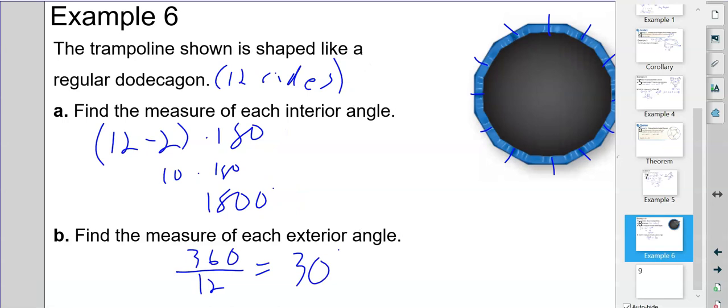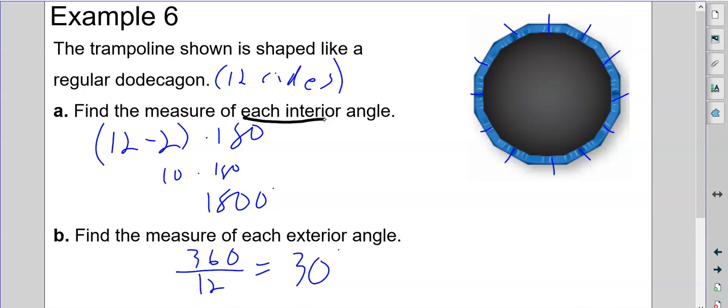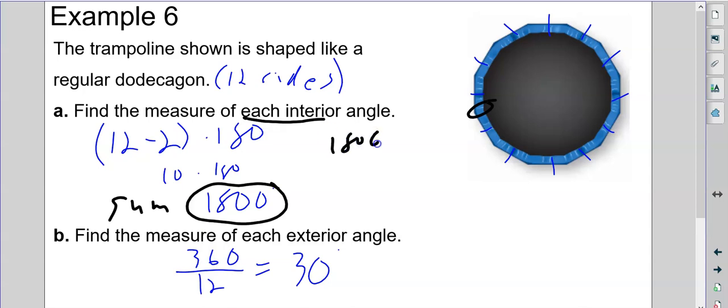Now there is one difference for A, I forgot to mention. It's wanting you to find each interior angle. So this, as we've been doing so far today, is the total, the sum. Well, we want to find each individual angle. How many angles are there? Same as there are sides. So we're going to do 1800 divided by 12, and that gives us 150 degrees each.